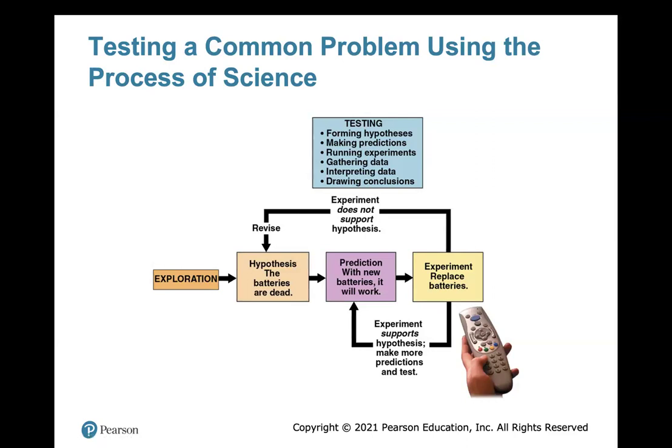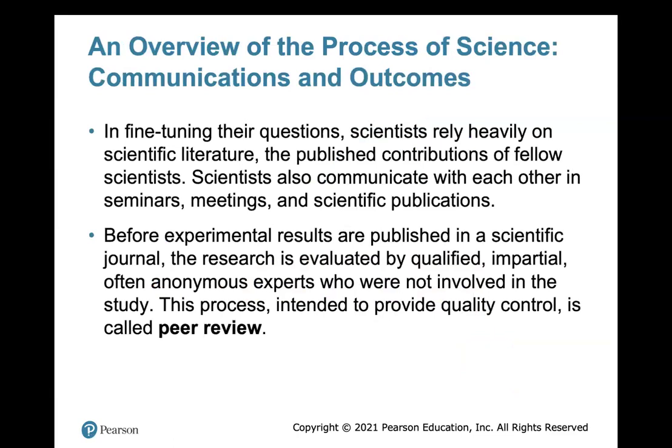In fine-tuning the question, scientists rely heavily on scientific literature, which are published contributions of fellow scientists. And scientists often meet to communicate with each other in seminars, meetings, and scientific publications. Before their experimental results can be published in a scientific journal, the research is evaluated several times over, very nitpicky, by qualified, impartial, often anonymous experts.